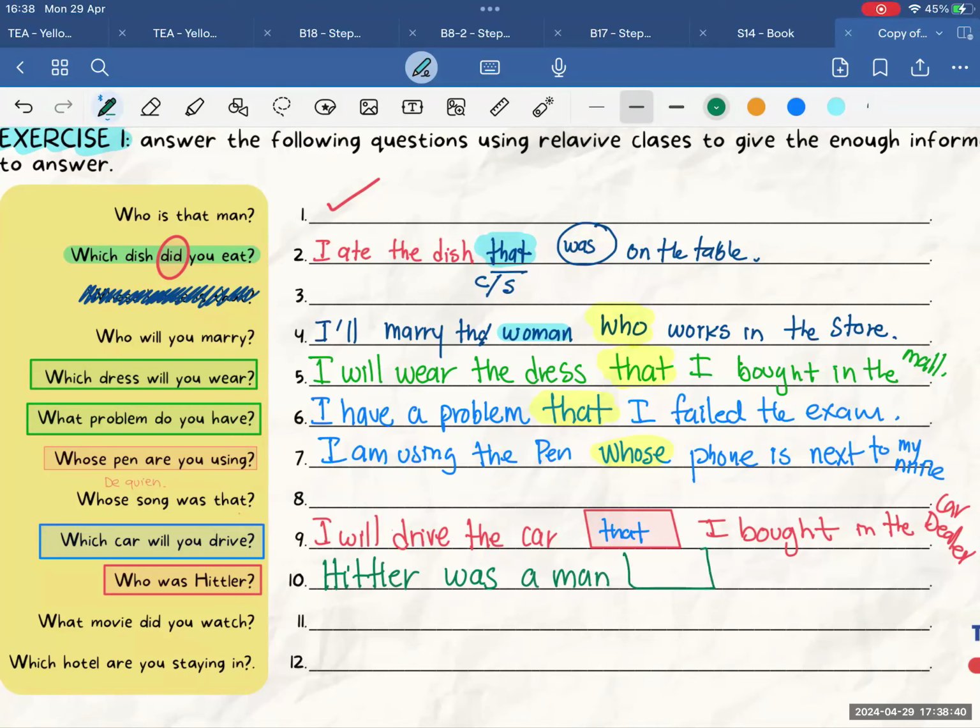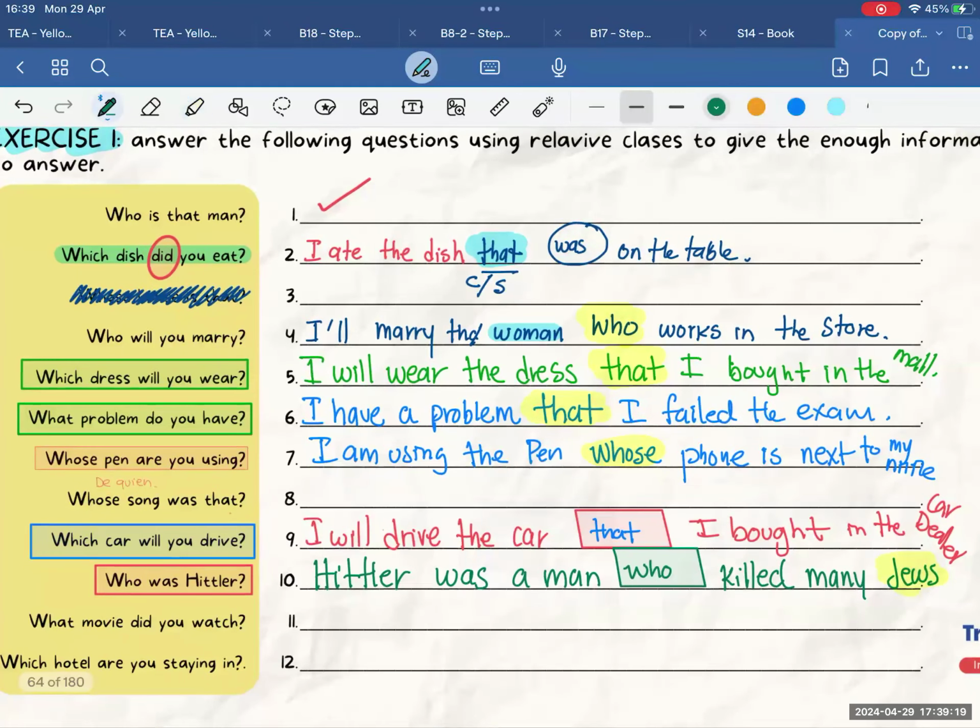What is the connector? Who? What is the action? Who killed? Yes, Jesus. Who killed? I would say many Jews. Así se dice judíos. Jews. Hitler was a man who killed many Jews. Very good, Jesus.